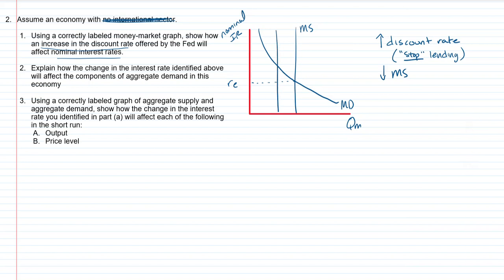So that's going to help us show a decrease in the money supply on our graph, a shift to MS2 to the left, and then we're going to see a movement over and up to R2. So this is going to lead to an increase in the nominal interest rate. In part 2, how the changes in this interest rate will affect the components of aggregate demand in this economy.